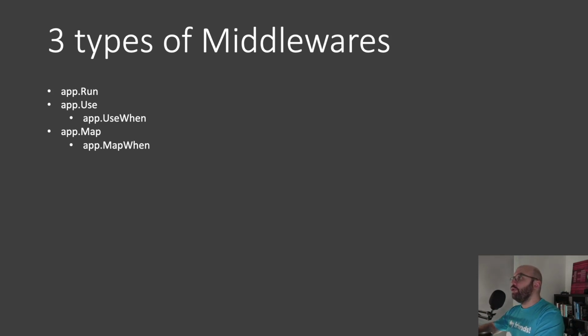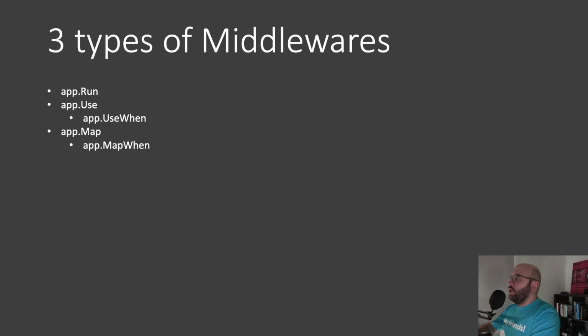We're going to be delving more into the app.use and app.map as we go. Now let's start first with the app.run. What is it? Basically app.run only receives a context parameter and it does not know about the next middleware. So these delegates are called terminal delegates because the request ends with them.